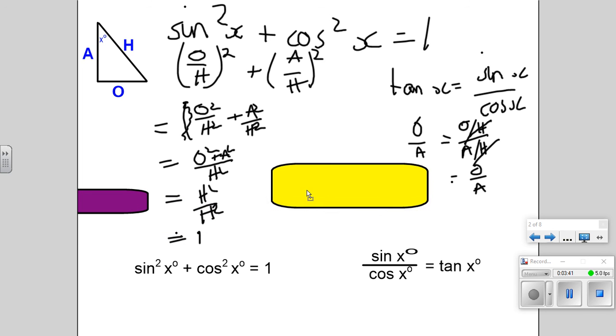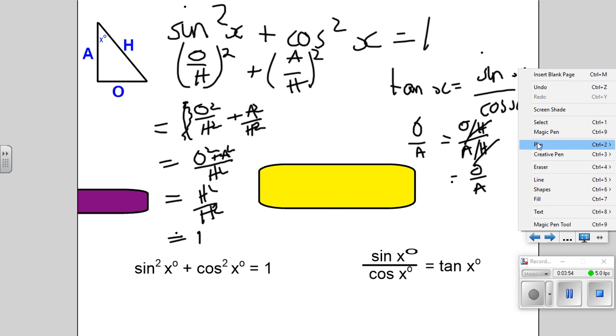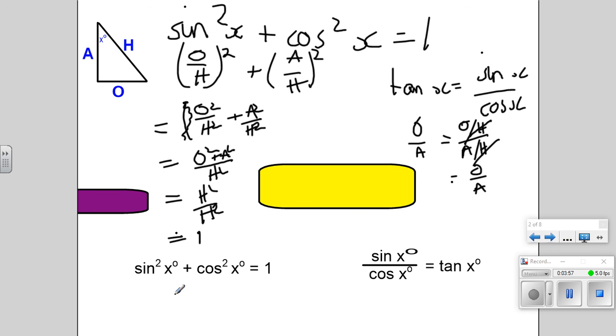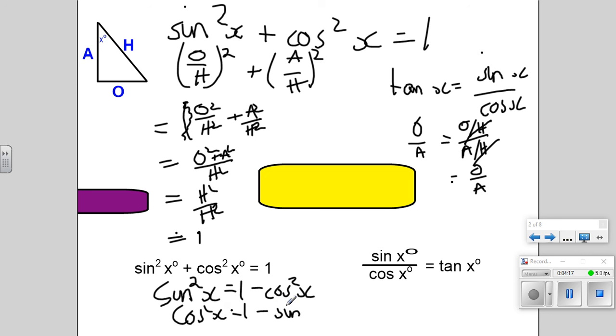Okay, and we can gather 2 further trig identities from the first one that we have here. If sine squared x plus cos squared x equals 1, then sine squared x is equal to 1 minus cos squared x, and likewise cos squared x is made from 1 minus sine squared x.